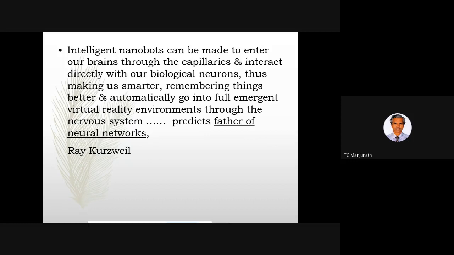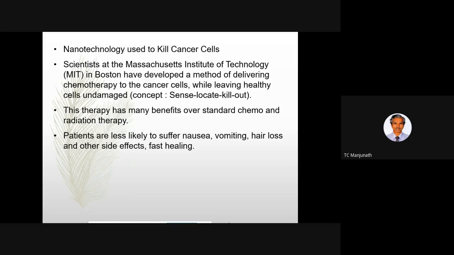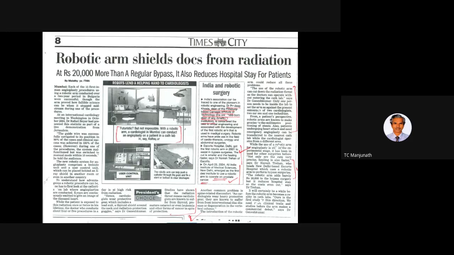So nanotechnology can be used to kill cancerous cells. MIT has done it. That concept is sense, locate, kill, and out. So this therapy has many advantages over standard chemo and radiation therapy. Advantages, you know: fast healing, hair loss will not be there, etc. So one of the doctors said surgery can be done using robots. They sense, detect, locate, identify, kill, and dispose.